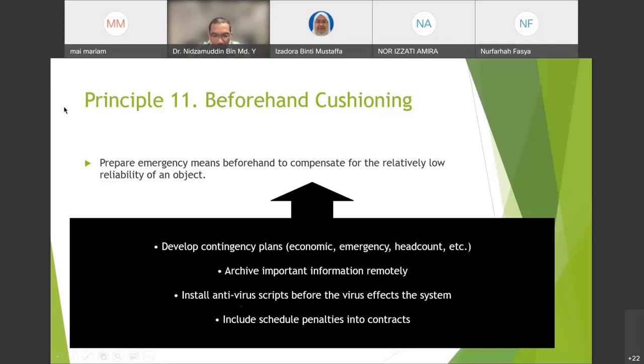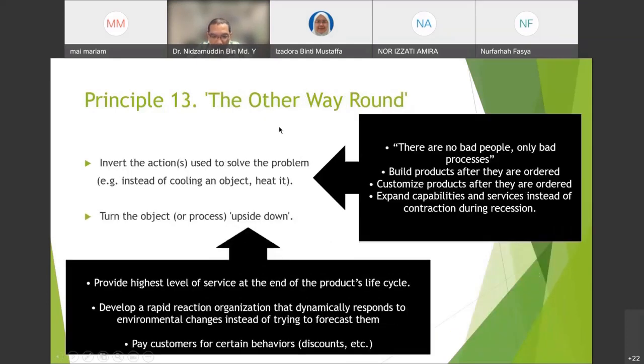So you just use the idea. I mean, these are synonyms, another way of finding synonyms for management. Okay, the principle 13, another example. Okay, the other way around.